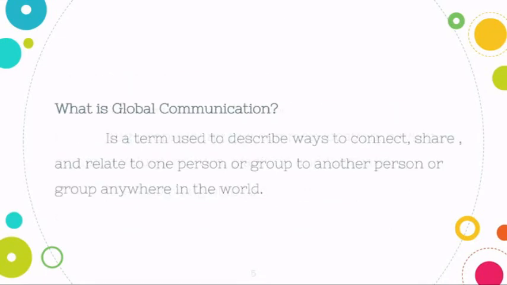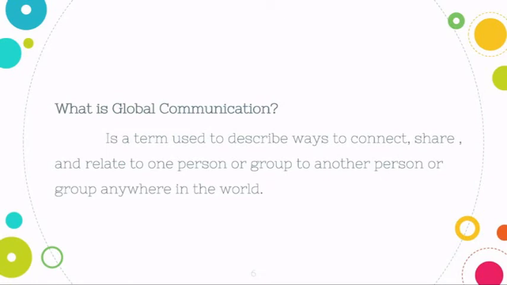Now, on the other hand, we have global communication. This is on a larger scale. It is a term used to describe ways to connect, share, and relate to one person or group to another person or group anywhere in the world. If local communication is limited to a specific community within an area, global communication is regardless of race, regardless of nationality, regardless of differences in culture.